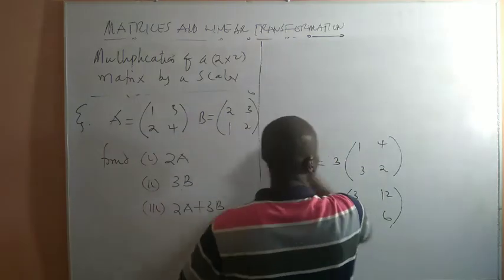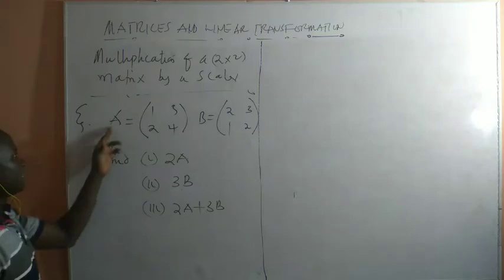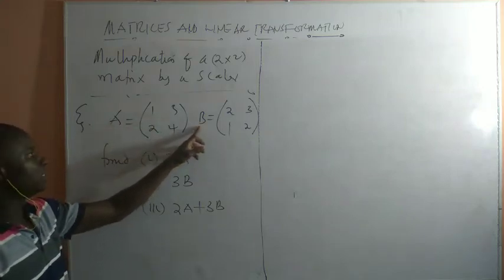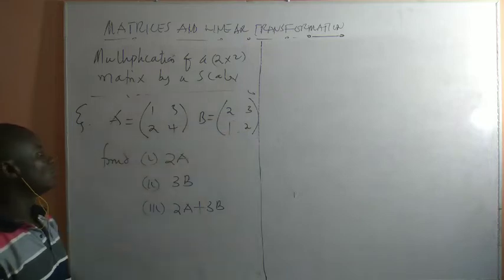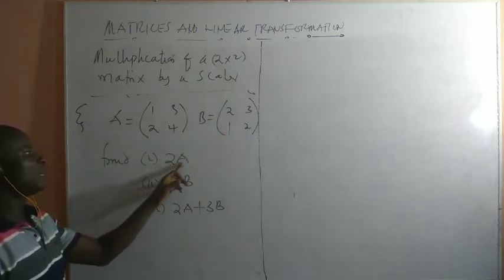Now, we are given matrix A. It's a 2 by 2 matrix, [1, 3; 2, 4]. We are given the matrix B. That is [2, 3; 1, 2]. We are asked to find 2A. That means you are supposed to multiply 2 by the matrix A.